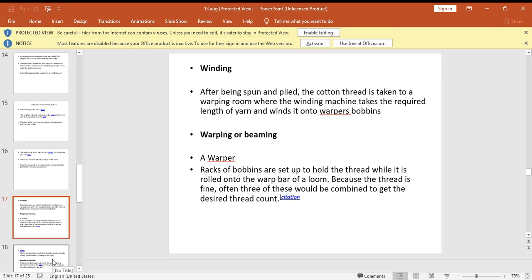Then in winding, after being spun and plied, that is, coming from the spinning section, the cotton thread is taken to the warping room where the winding machine takes the required length of yarn and winds it onto warper's bobbins. Warping or beaming. A warper. Racks of bobbins are set up to hold the thread while it is rolled onto the warp beam of a loom. Because the thread is fine, often three of these would be combined to get the desired thread count.